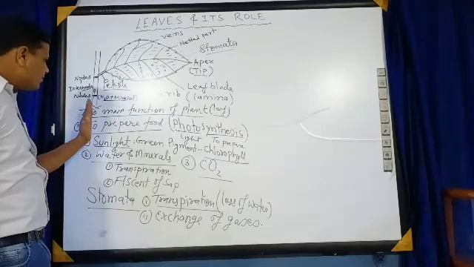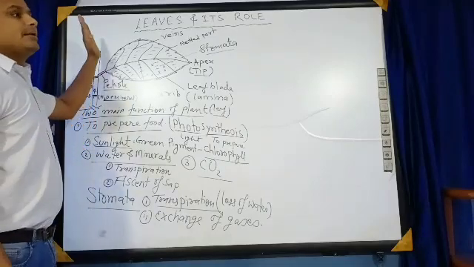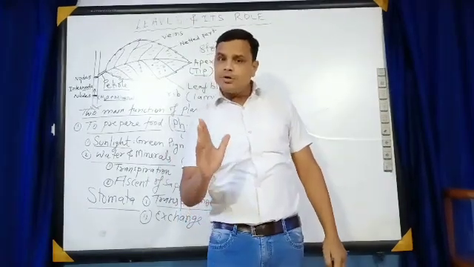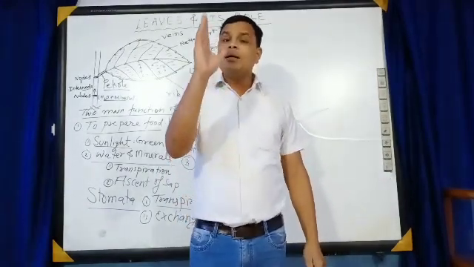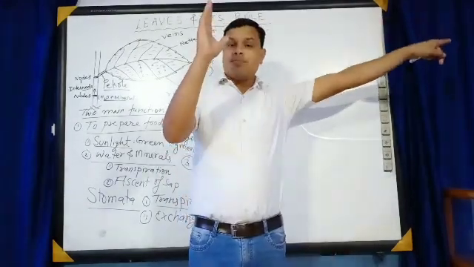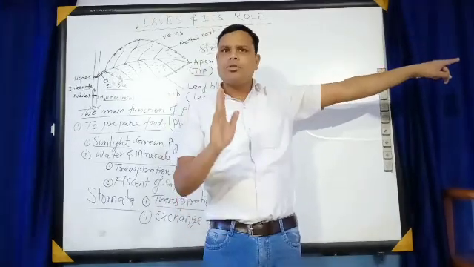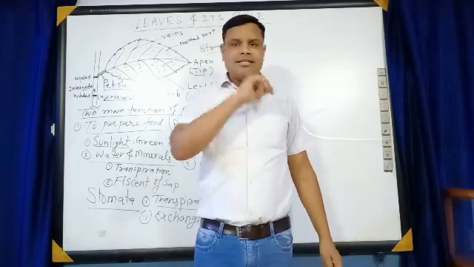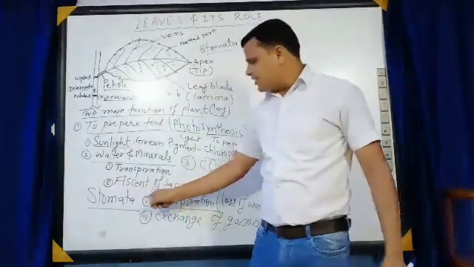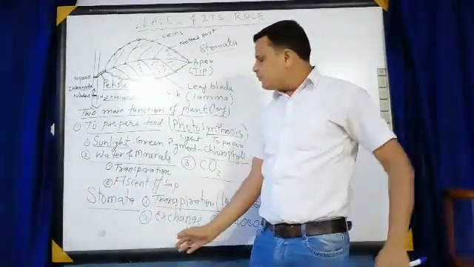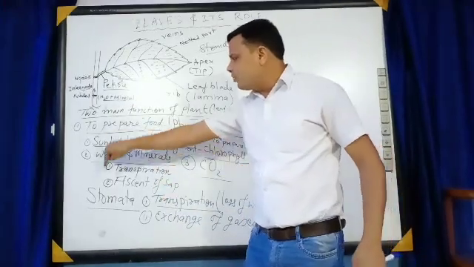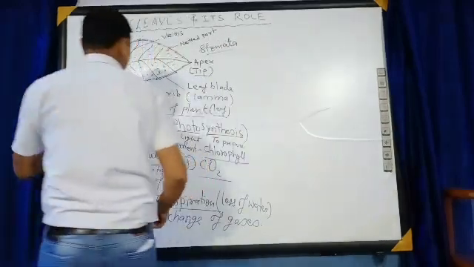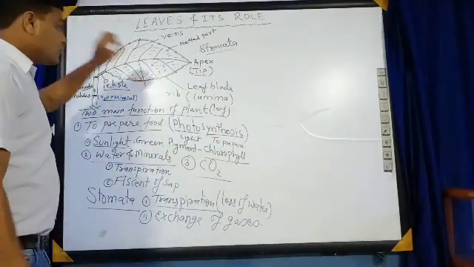Again I am repeating, the upward movement of the water and mineral due to the transpiration process is known as ascent of sap, and this phenomenon is very important for the movement of water and mineral from the root to the leaf. Now, the leaf has a lot of functions.